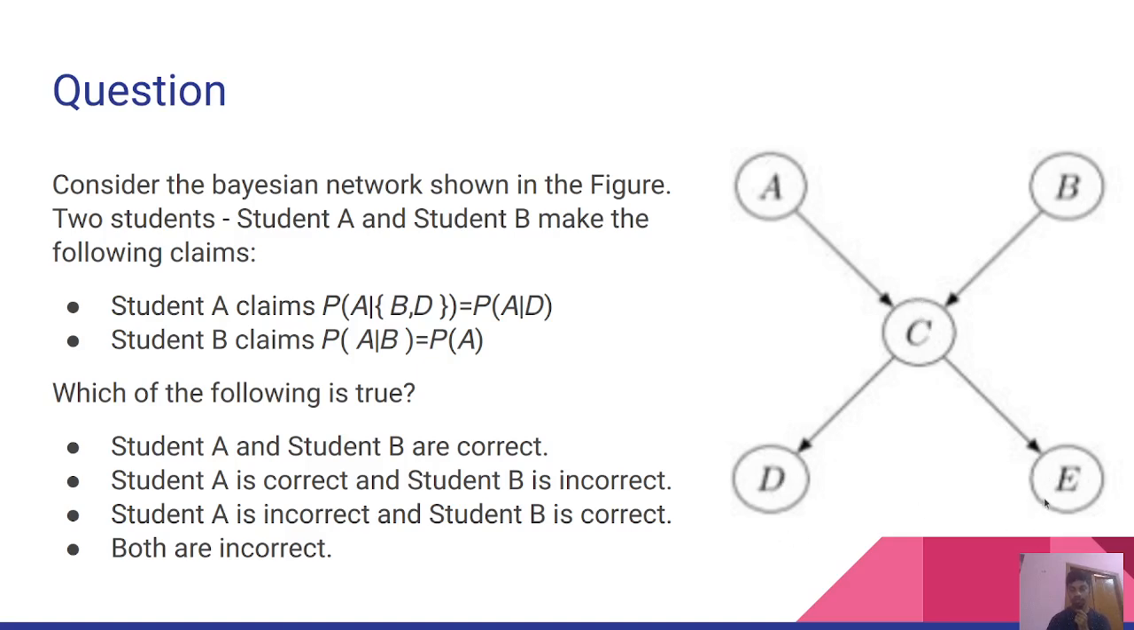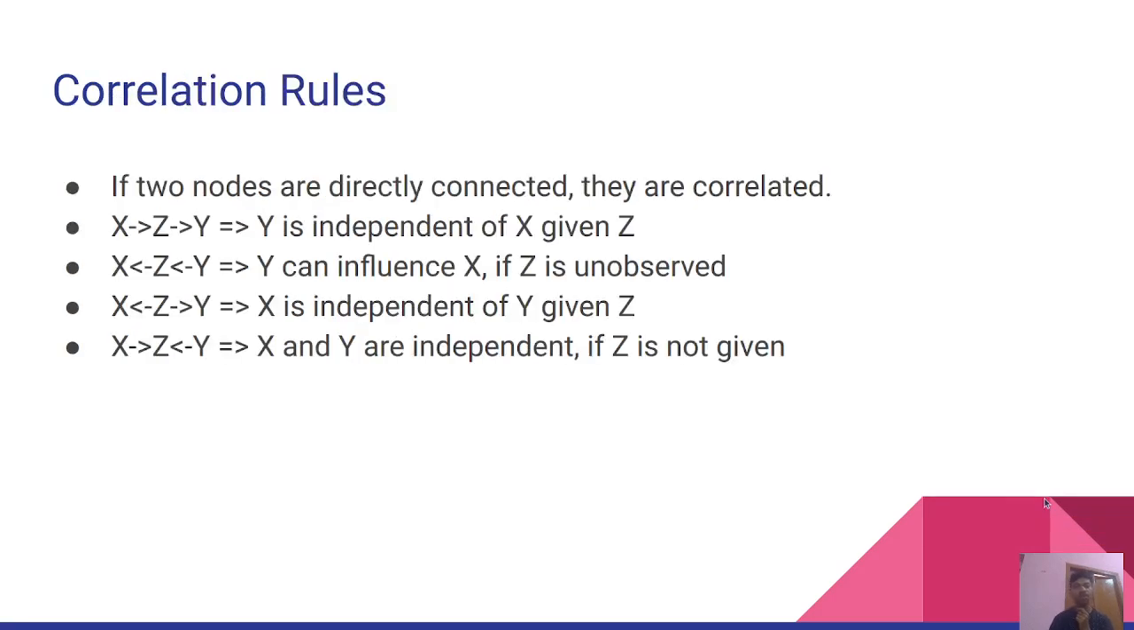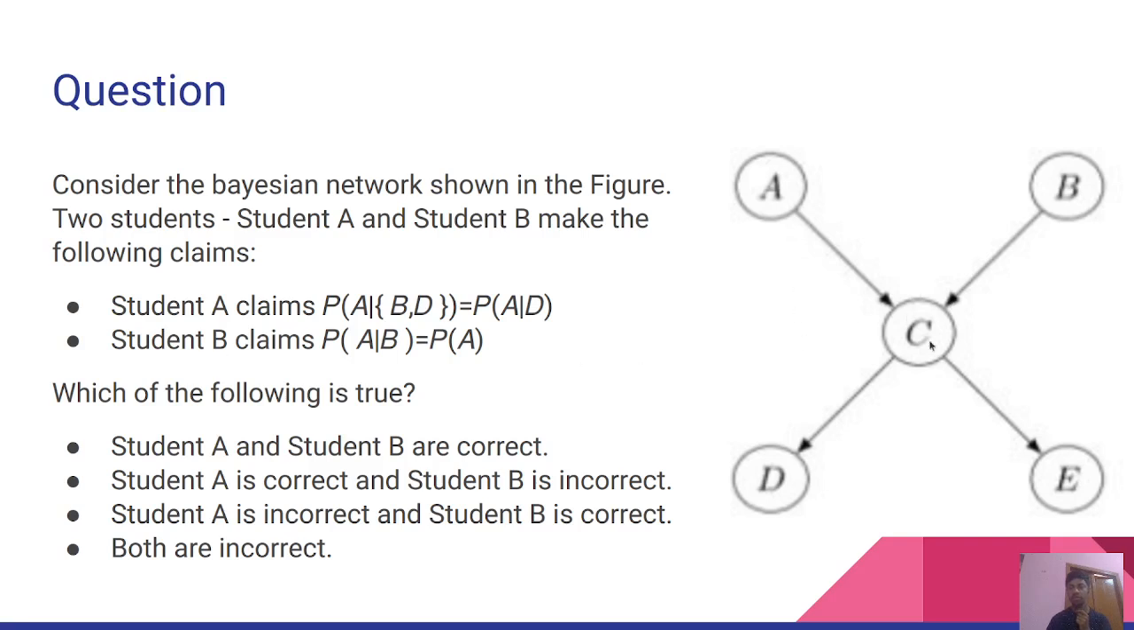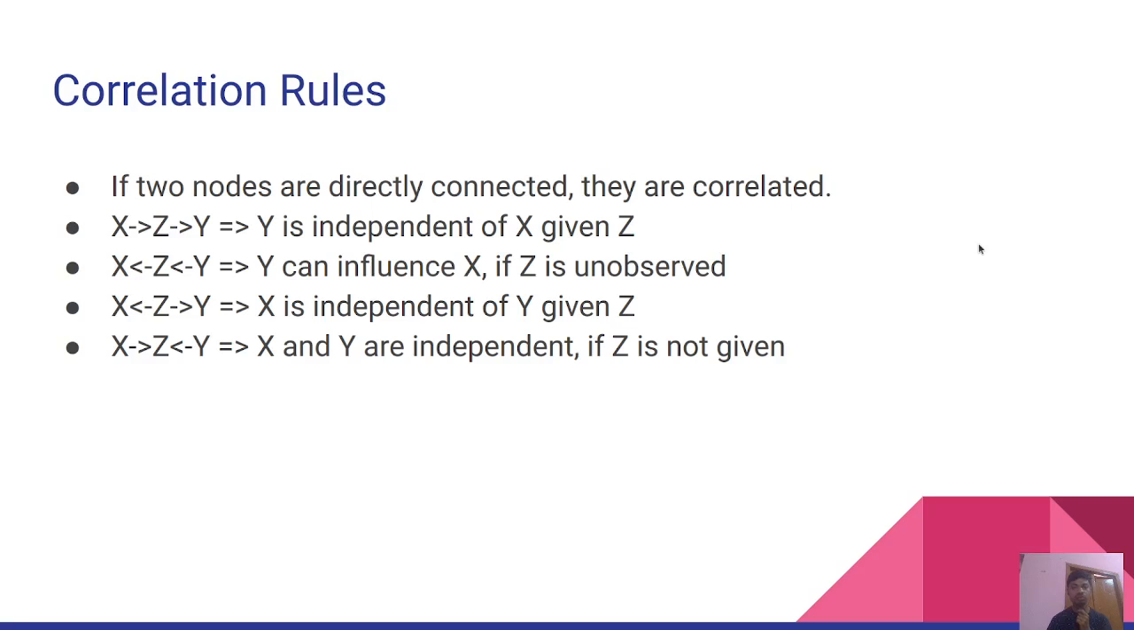Okay, and we have a final case left, which is z being a child of x and y. Similar to here, C is a child of A and B. In this case, we can say that x and y, the parents, are independent if z is not given.